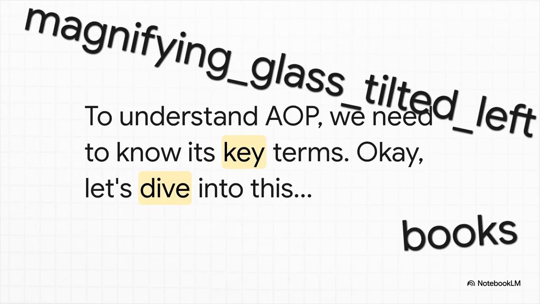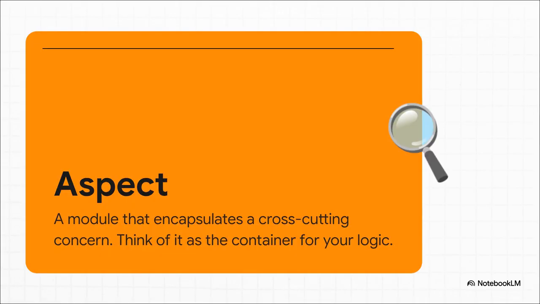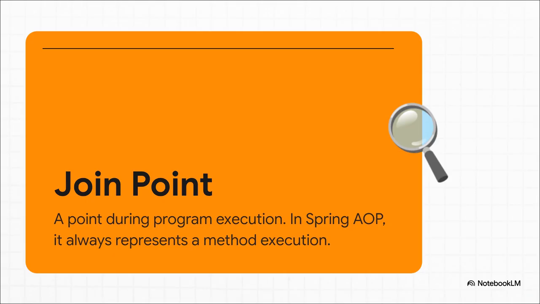Okay, so to really get how AOP works its magic, we've got to get on the same page with a few key terms. Once you get these, trust me, the whole thing just clicks into place. First up, you've got the aspect. This is the what. Think of it as a neat little container that holds all the code for a specific concern. You might have a logging aspect, or maybe a security aspect. It's the module itself.